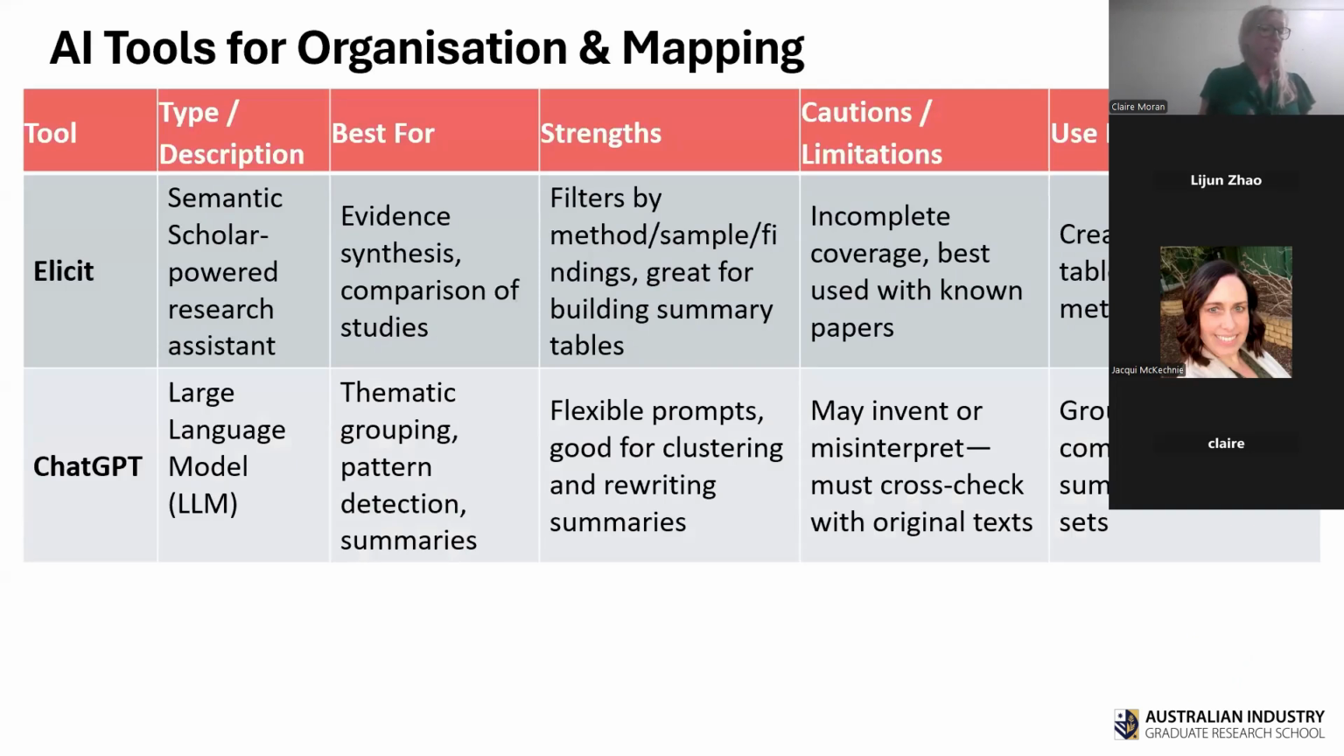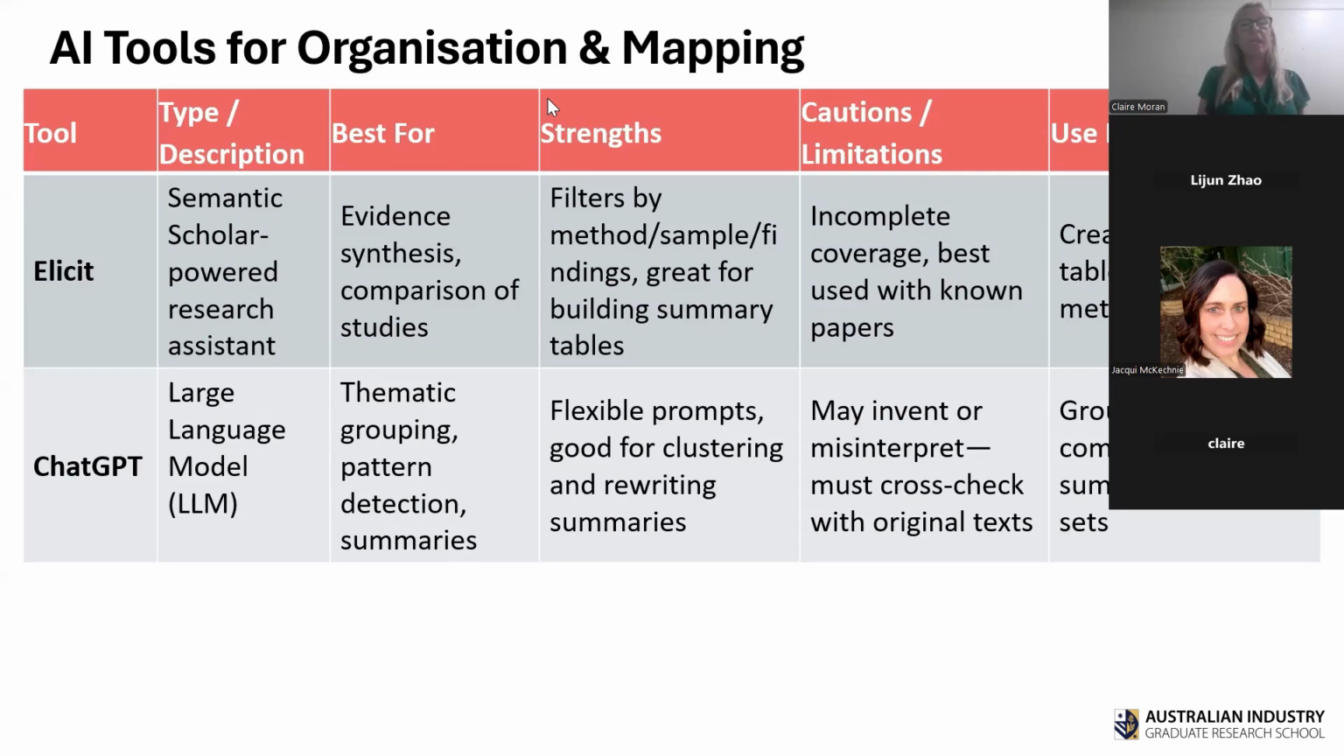So we've mentioned already Elicit, and this is really good when we already have a focused topic and we want to compare different studies. So not just looking at one paper, but a number of different papers. So synthesizing evidence, comparison of studies, and we could have it filtered by method, sample, findings. And this is really good for building, for example, summary tables. This is best used for papers that we know, and it can be useful for creating evidence tables, mapping by things like method and population.